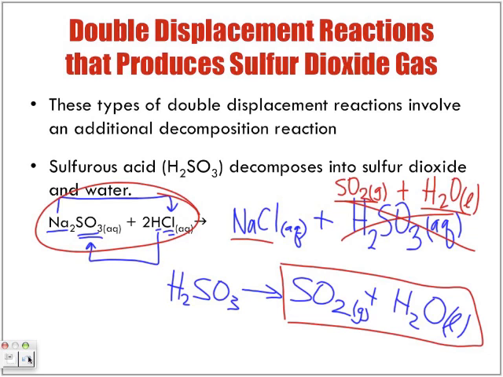So make sure that you can identify this sulfurous acid. You might want to highlight that in your notes: look for the sulfurous acid in my products, because I know that in a double displacement reaction it will decompose further. This is one of the little tricks, the little tips that you need to make sure you remember.